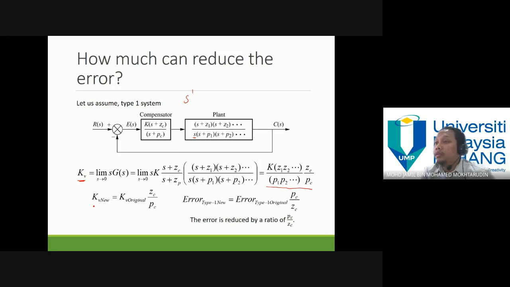And then the new KV, when you add a compensator, equals KV original times ZC over PC. Okay, so this is the first formula that you need to know in this lecture. So KV new, or any K new, equals K original times ZC over PC. And then we can calculate the steady state error. So error of the type 1 new system, when you add the compensator, equals error of the original system times PC over ZC. Okay, so this is the second formula.